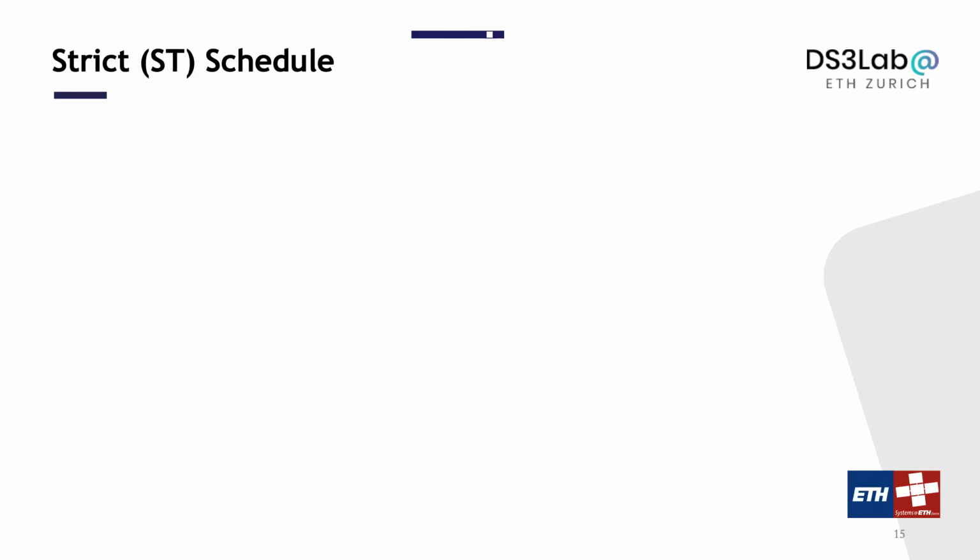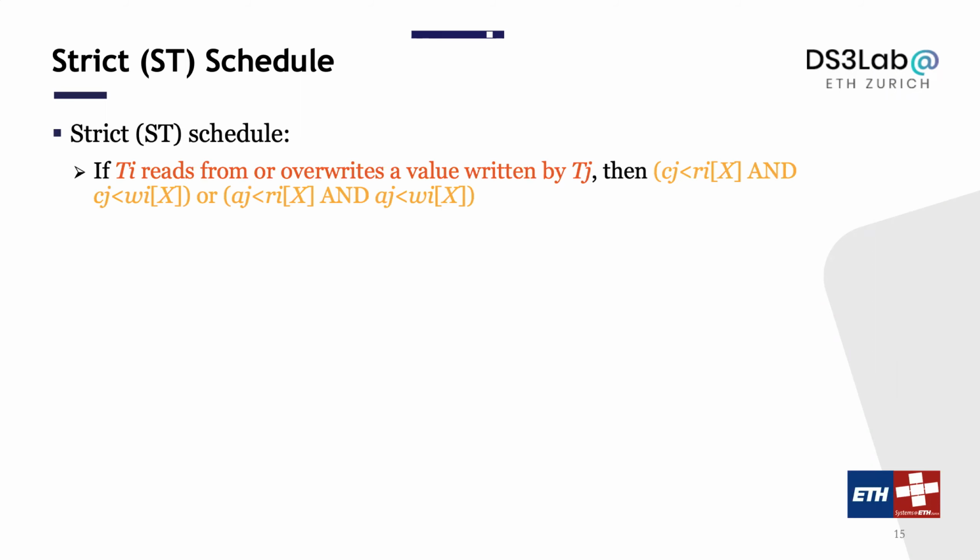And the third family of schedules is called strict schedule. So here's the definition. It's pretty much ACA, but it extends that to writes. Essentially, a schedule is a strict schedule if, assuming you have Ti either read from Tj or overwrite a value written by Tj, we want to make sure either Tj commits before the read and write, or Tj aborts before the read and write.